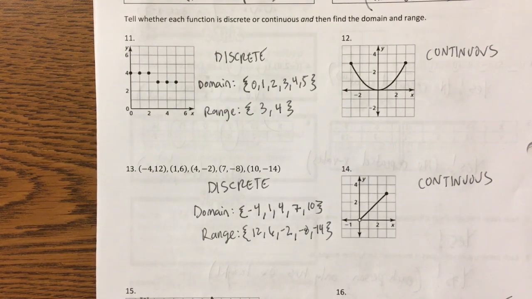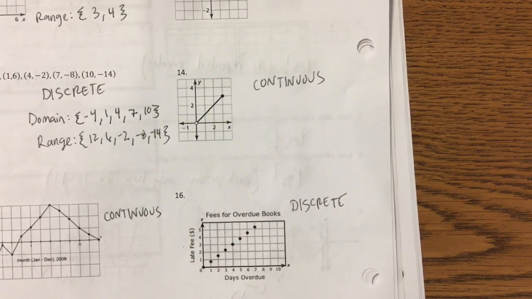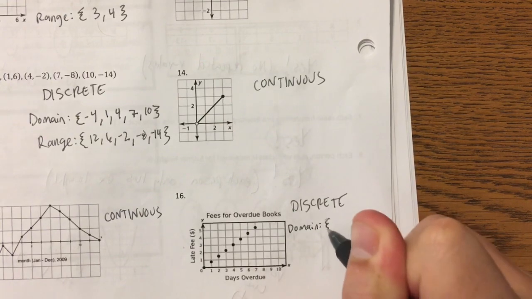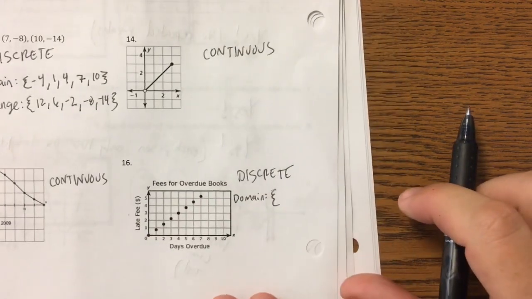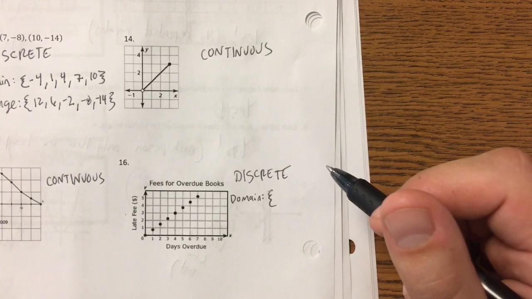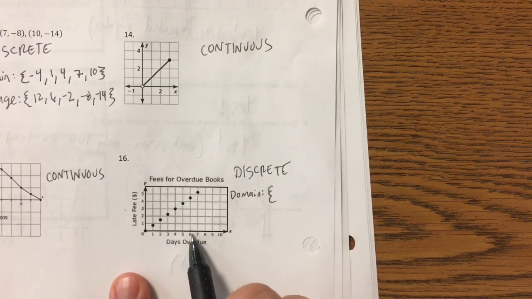Number 16. We've got kind of a lot going on here, right? Domain is going to be, what's the smallest element in the domain? 0. And it's such as 0, 1, 2, 3, 4, 5, 6, 7.